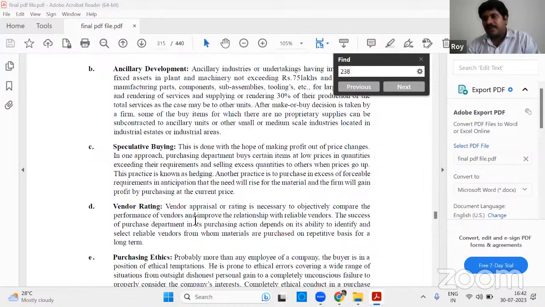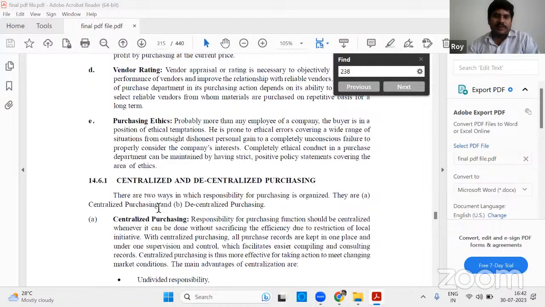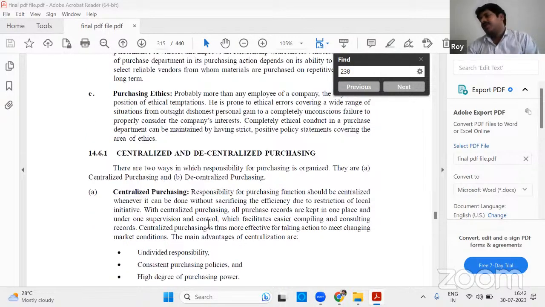Vendor rating: if a vendor has more ratings, you'll buy from that vendor. And centralized or decentralized purchasing: whether we go for centralized, for example, DMart stores. Whether we have a centralized order to purchase things. Centralized means at one place, you will buy everything. From that place, you will supply to all your branches in Hyderabad.